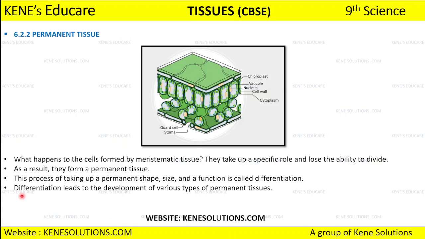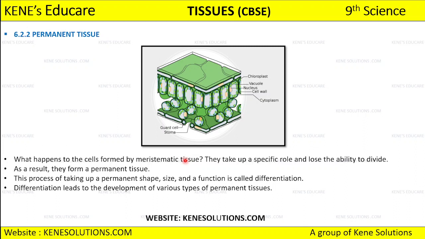Okay, now this is the permanent tissue that we have. Now if you can see, here we have one guard cell, we have stoma, we have cytoplasm which is present, we have cell wall, nucleus, vacuole and chloroplast which are all present here, right? So what happens to the cells which are formed by the meristematic tissue? Now the cells are going to take up a specific role and they are going to lose the ability to divide, and that is the reason the meristematic tissue के जो cells थे, they are going to now become the permanent tissue.